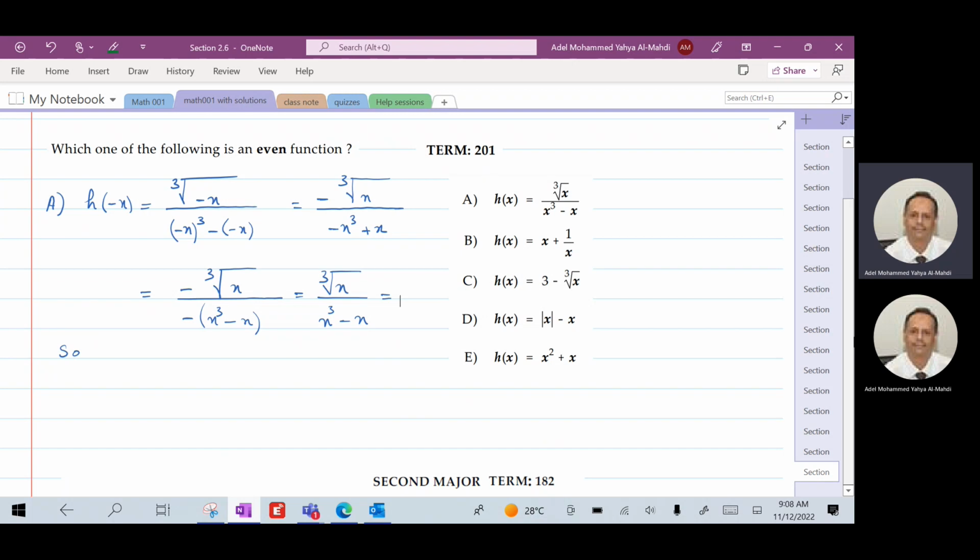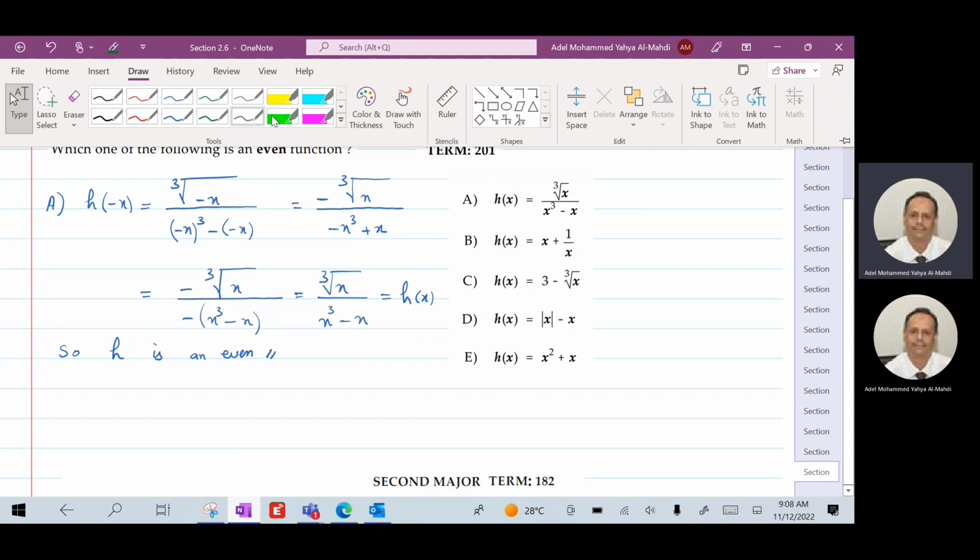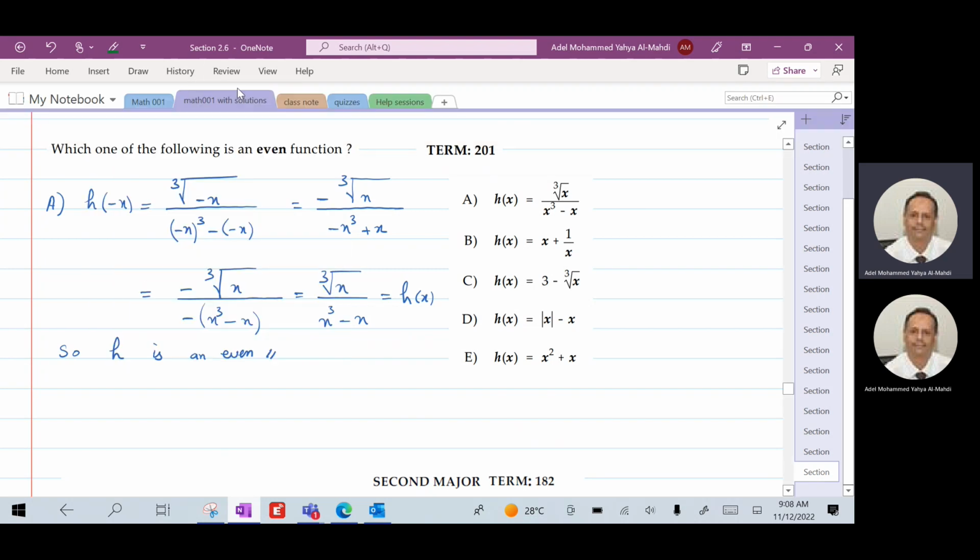When you recover the original one, in this case, the function h is even. So this is the answer. He asked which one is even. Try with yourself to test the others to see why they are not even functions. So the answer here is A. I proved why A is true, and your job is to prove why the remaining options are not true.